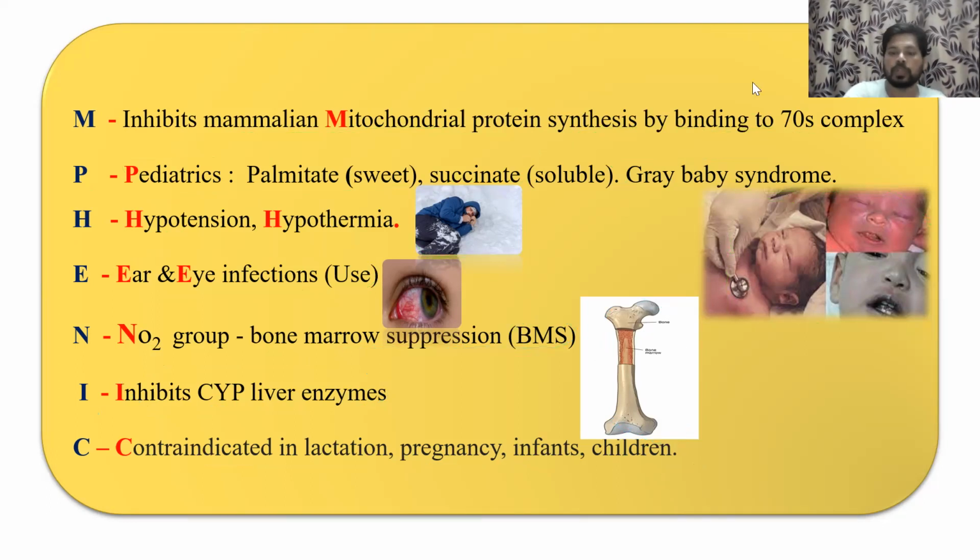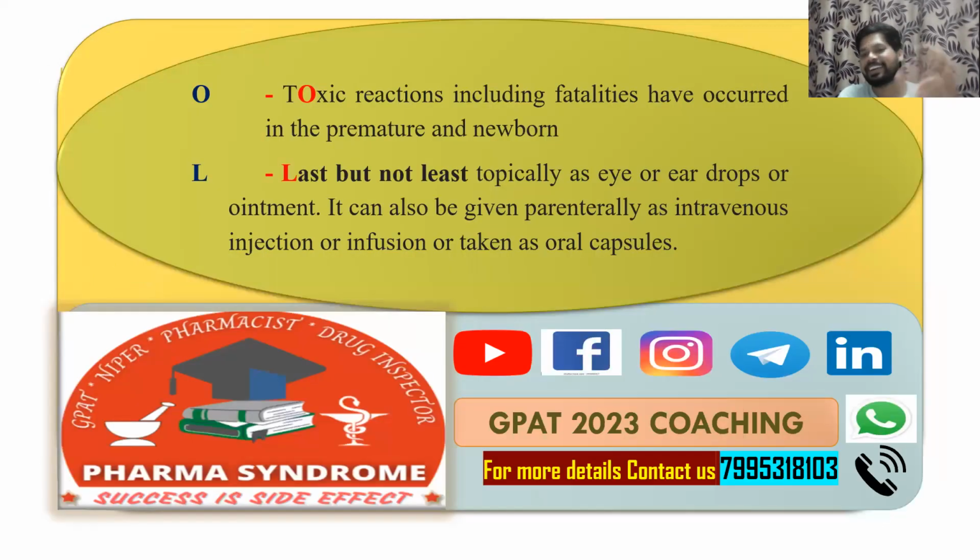And next we are moving to the next slide. And here we are coming to the closing. So the next alphabet is O. Based on O here, toxic reactions like fatalities, fatality means danger, it may cause death, have occurred in premature as well as newborn infants. If you give chloramphenicol to a pregnant woman or to a newborn, definitely it will cause danger. And here letter O and here also letter O. So based on that, I gave the information regarding letter O.